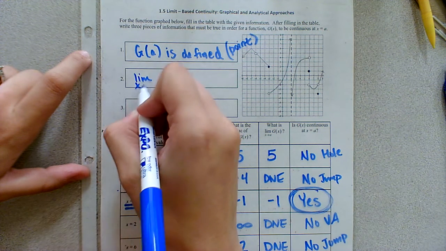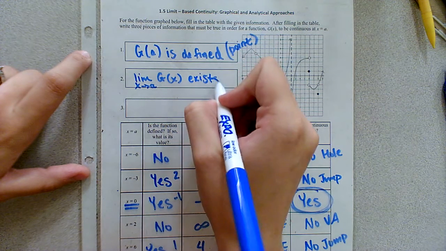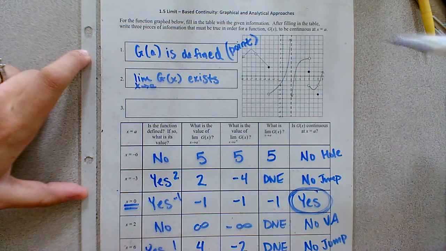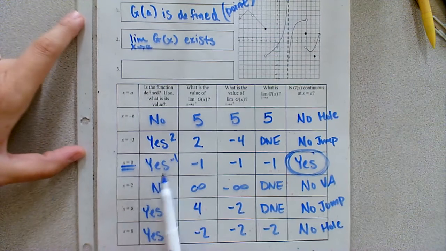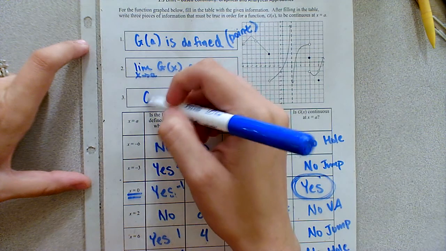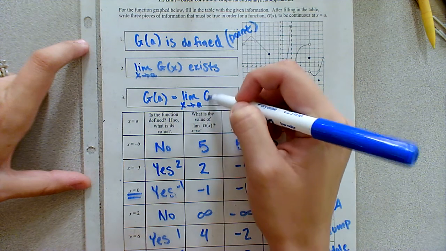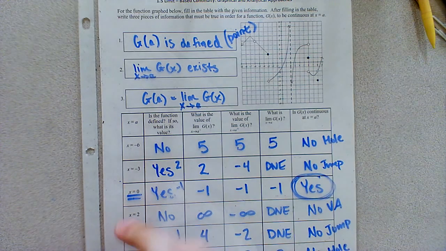Something else we must have is the limit existing. So the limit exists. Notice how this is an overall limit, so the left and the right side must match each other. So we must have a point and we must have a limit. The kicker, notice from the table, is that they have to match each other. So just having a point is not enough, and just having a limit is not enough. The point and the limit must match. So we can say G of A must equal the limit. Okay, so the point exists, the limit exists, and the point and the limit match.